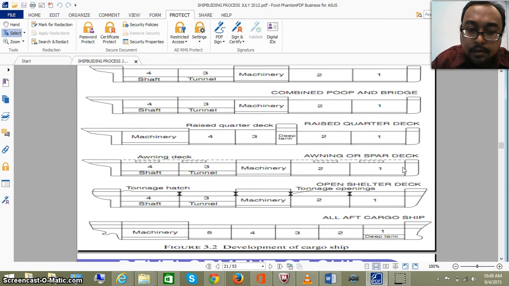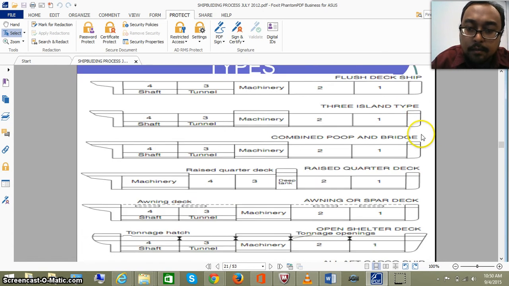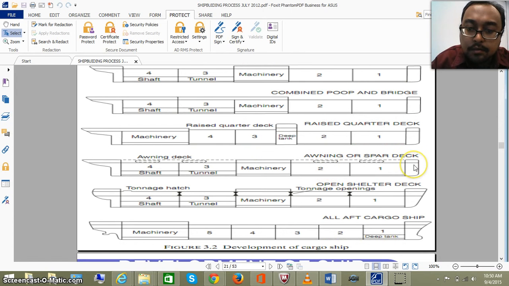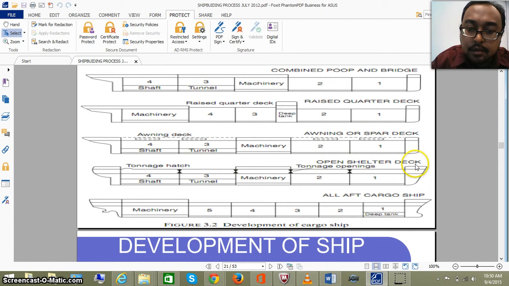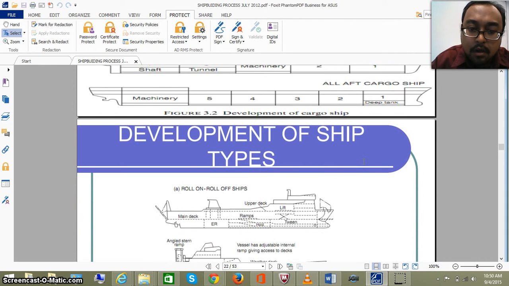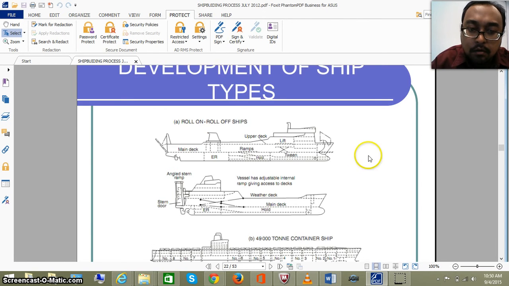This is an example of development of cargo ships. Cargo ships start with flush deck type. Next, three island type, combined poop and bridge, raised quarterdeck, awning or spar deck, open shelter deck, all aft cargo ship. This diagram shows some development of the ship types. Ro-ro ships.